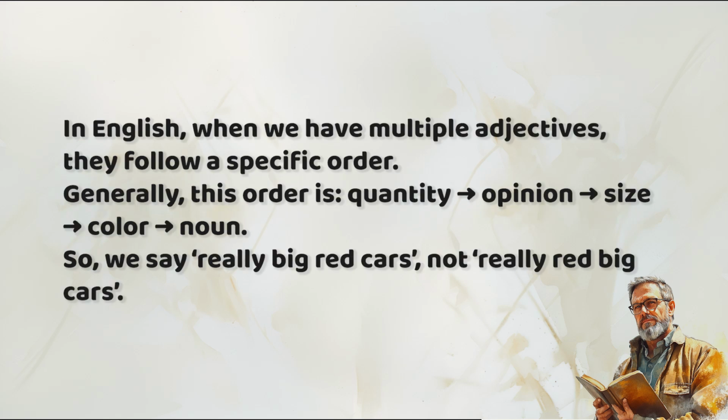In English, when we have multiple adjectives, they follow a specific order. Generally, this order is quantity, opinion, size, color, noun. So, we say really big red cars, not really red big cars. Correct sentence: I saw really big red cars.